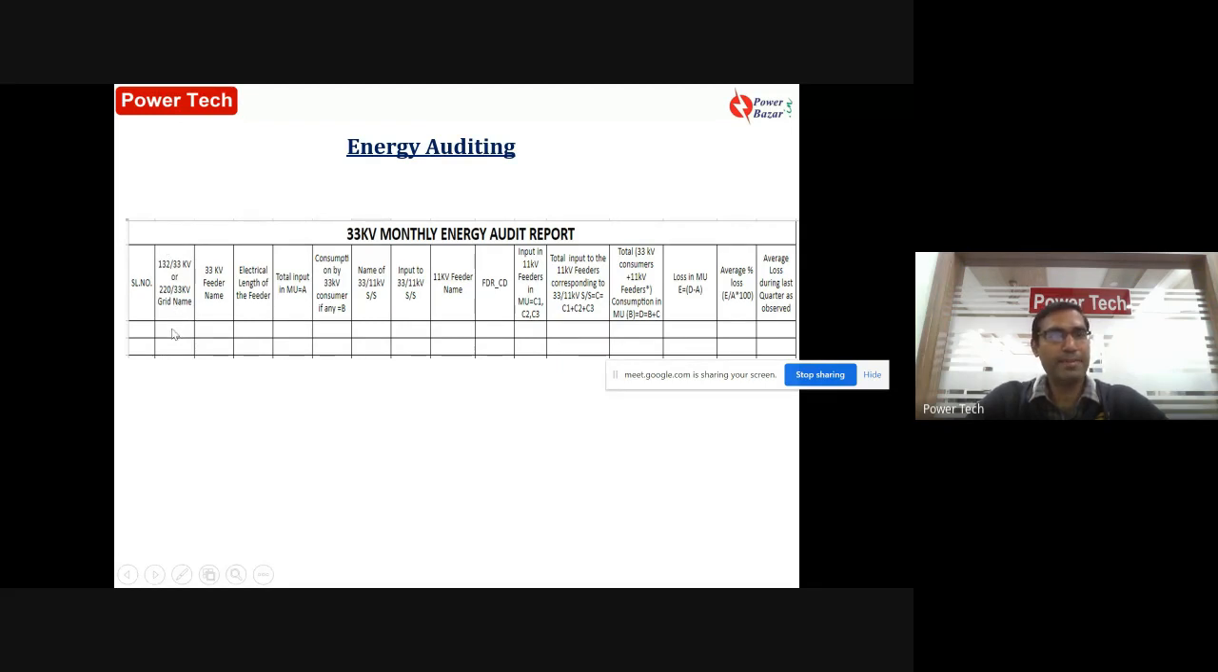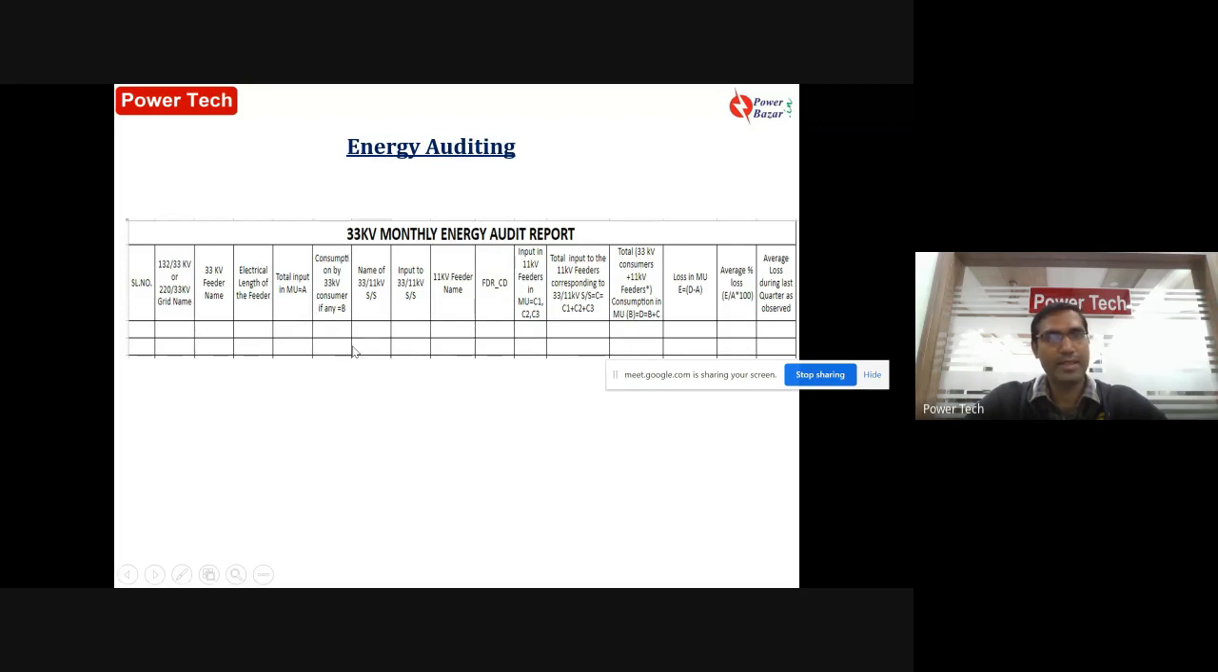So first the grid name, the OPTCL grid name, from where the 33 kV supply is being procured. The 33 kV feeder names, what are the feeder names? Then what is the length, the circuit kilometer length, the electrical length of the feeder? The total input in million units, that is the input from the grid, the OPTCL grid. Total input is A. Then what is the consumption by 33 kV consumers, if any? Suppose there is a primary consumer at 33 kV. If there is a consumption, we list it here.